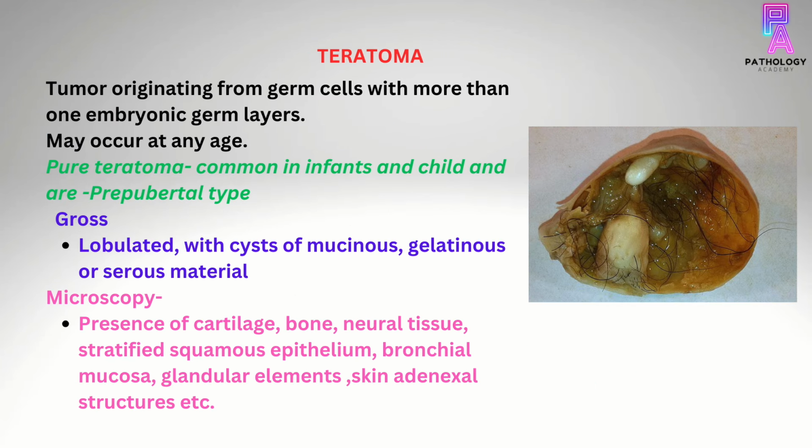Teratomas. Teratomas originate from germ cells with more than one embryonic germ layer. That means it can be derived from ectoderm, endoderm, and mesoderm. They may occur at any age. Pure teratomas are common in infants and children and are generally prepubertal type. Grossly, these tumors are lobulated with cysts of mucinous, gelatinous, or serous material.